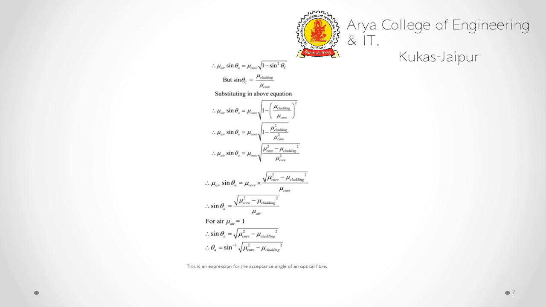Again solving it further, we know that sin θc = μ_clad / μ_core. Substituting this value in the above equation and applying simple mathematical formulas, we get sin θA = √(μ_core² − μ_clad²) / μ_air. As we know, for air μ_air = 1. Therefore sin θA = √(μ_core² − μ_clad²). So we get θA = sin⁻¹ √(μ_core² − μ_clad²). This is the expression for the acceptance angle of an optical fiber.